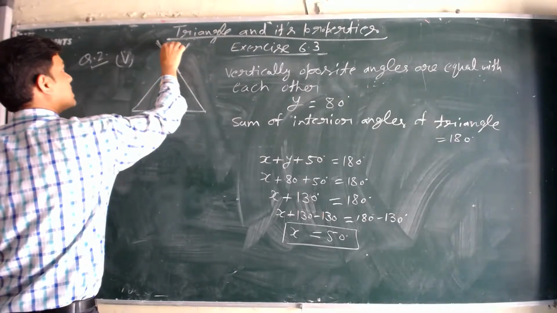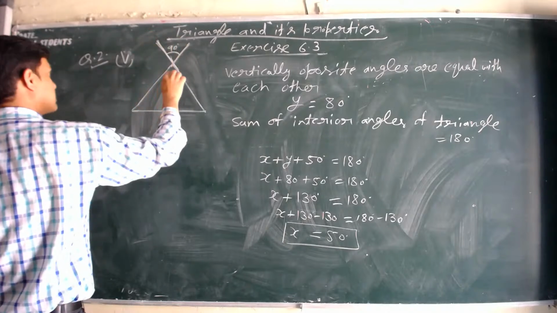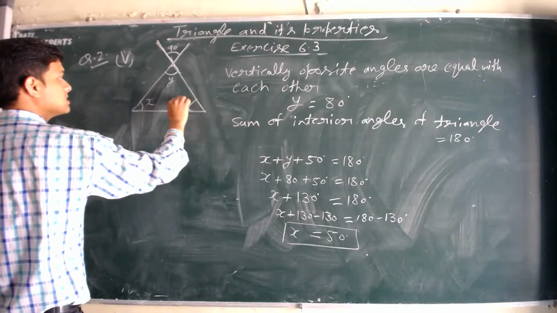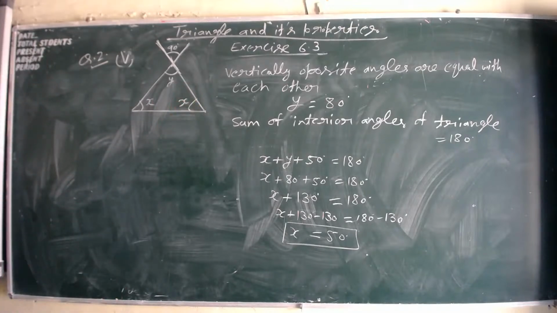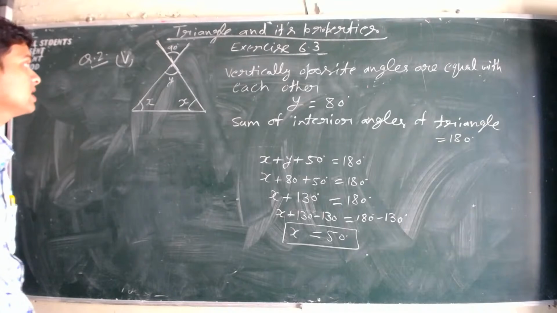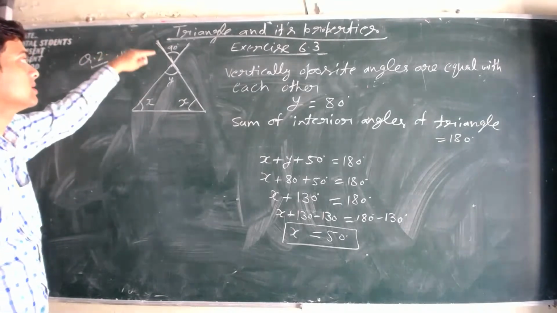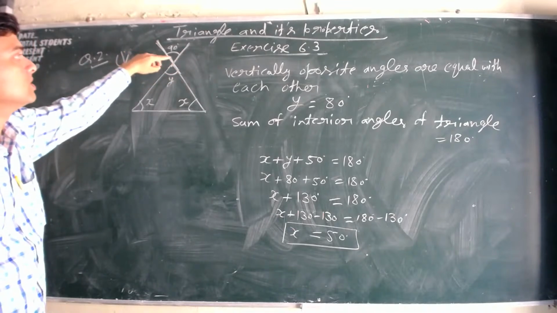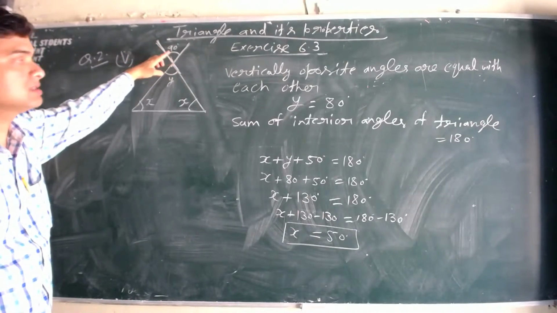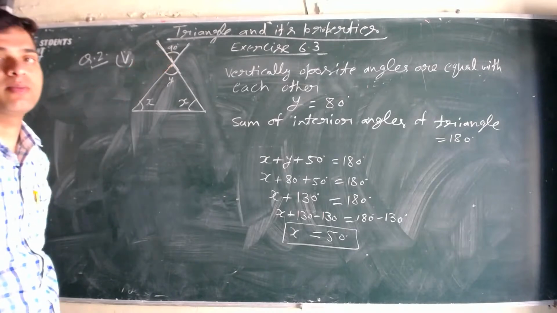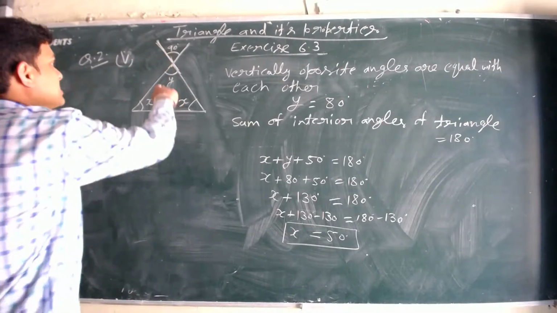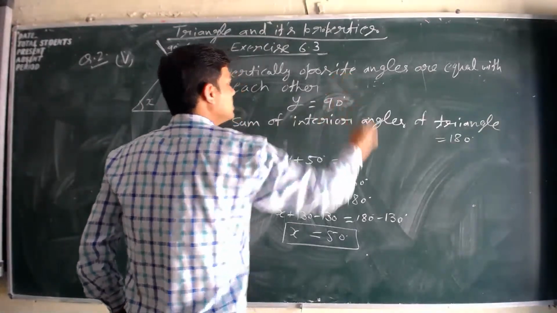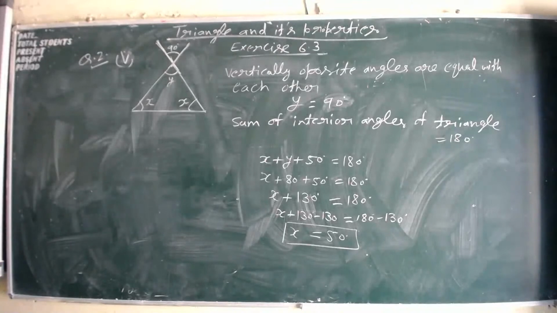This angle is equal to 90 degrees, and this angle is equal to y, and this angle is equal to x, and this angle is equal to x. Okay. How can we calculate y, x, and x? Look, these two lines are intersecting with each other, so it is the common vertex of these two angles, and these two are vertically opposite angles. It means y is equal to 90 degrees.